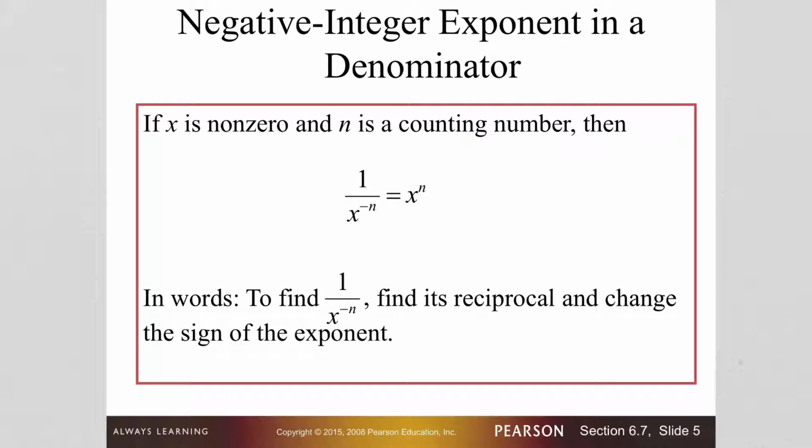Alright, so this rule kind of goes with that last one. Again, a negative exponent just means that it doesn't like its location. So notice where x to the negative n is right now. It's in the denominator. It doesn't like it there, so we move it to the numerator. We take away the negative sign.